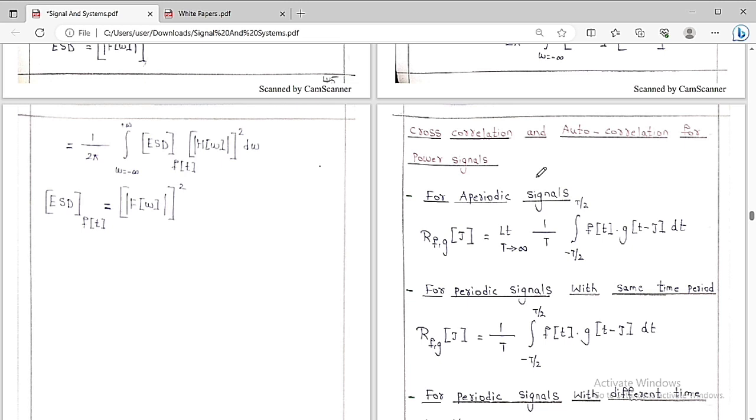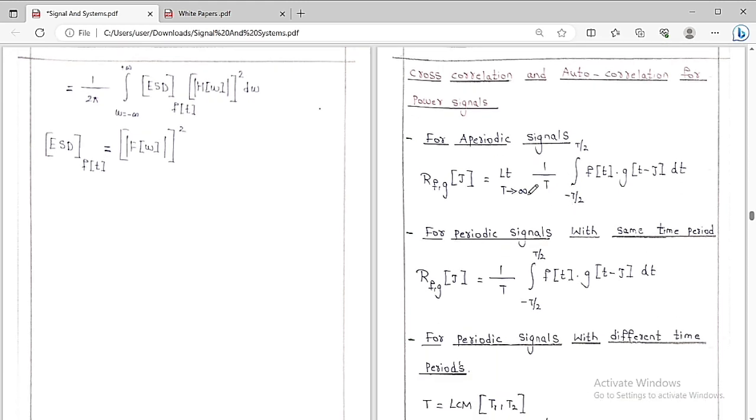Suppose for aperiodic signals, aperiodic meaning they are not periodic signals, but still they are power signals. So I am taking some non-periodic signals, which are basically power signals also. I have already told you all the periodic signals are power signals, so some aperiodic signals are also power signals. For that we are going to discuss, so let me take the aperiodic signals.